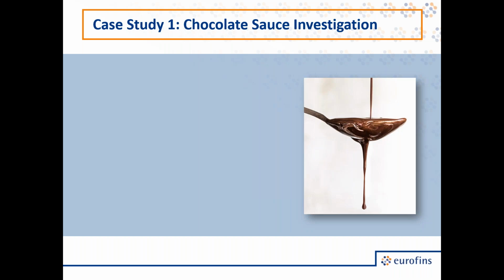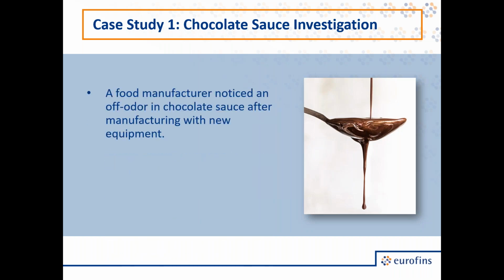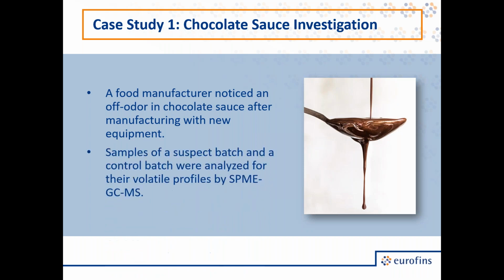So today we're going to start with a case study looking at a chocolate sauce investigation. A food manufacturer noticed an off odor in chocolate sauce after they began manufacturing with new equipment. So they sent us a sample of the suspect batch that didn't smell correct, and they also sent us a control batch from before they had started using the new equipment for comparison.